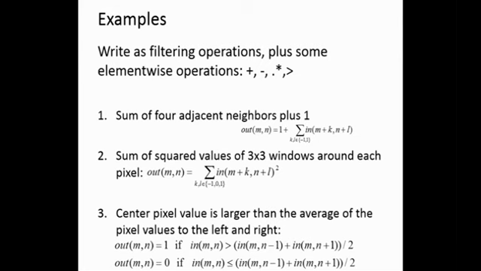So here, the first one is, what if you want to compute the sum of the 4 adjacent neighbors plus 1? So for every position m, n, I want the response to be 1 plus the sum of the 4 adjacent neighbors. So I'm doing a sum over these two variables, which are -1 and 1, so that I do m minus 1, n minus 1, m minus 1, and plus 1, and so on. Think about it. I'll give you a little bit of time and see if you can come up with the solution.